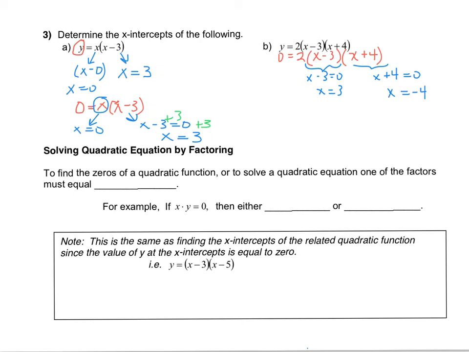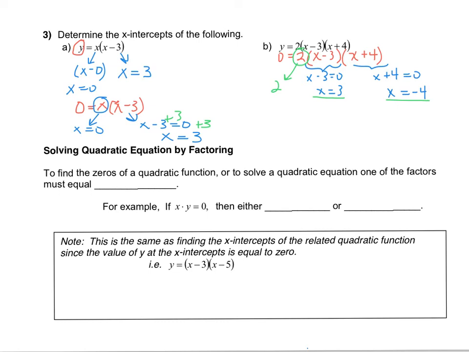Now some students will say, well, what about this 2 here, Mrs. Logan? What's going on with that 2? Well, 2 is just a number. 2 is just 2. It will never equal 0. So it has no bearing on the x-intercepts in terms of where they are. That's just your stretch factor. That just makes your parabola skinnier or wider, or if it would be negative, it would be turning it upside down. So don't worry about the constants in front. It's just the variable pieces that we need to help us find x-intercepts or to solve our quadratic equations.